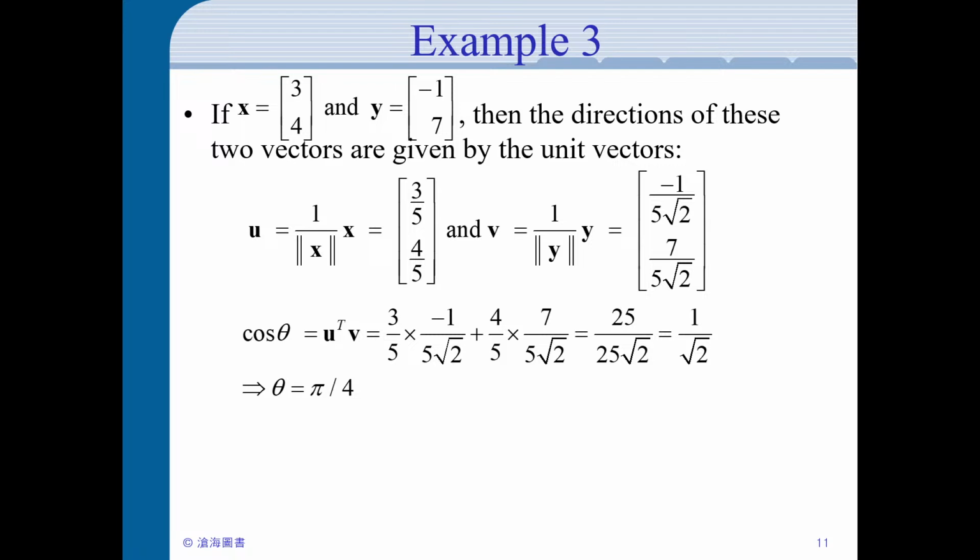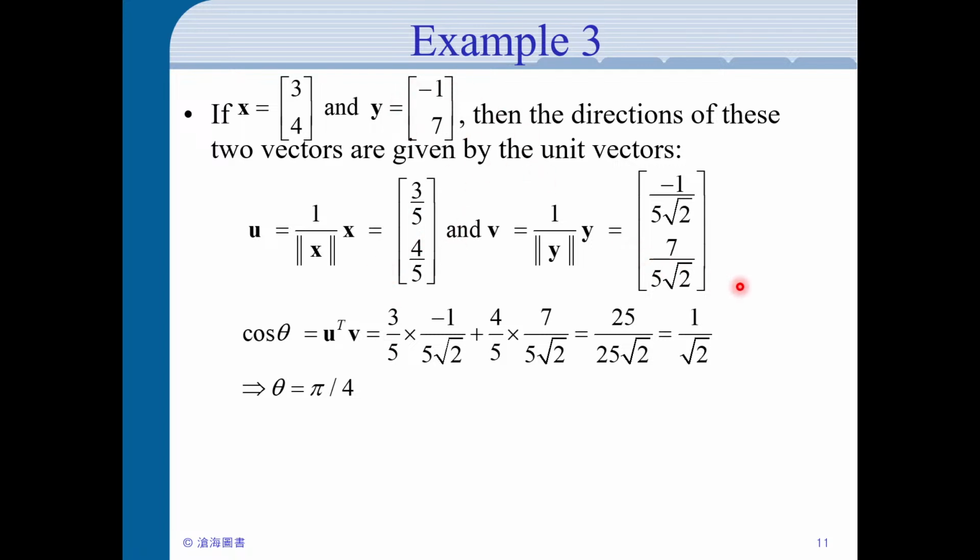Okay. So we have a vector x. I think it's the same example. So x is (3, 4), and y is (1, -7). And so we can find the direction of those two vectors. So you normalize x and normalize y. And so the length of x is 5 because 3 squared plus 4 squared equals 5 squared. So the length of x equals 5. And so you normalize x by dividing by 5. So you have 3 over 5 and 4 over 5.